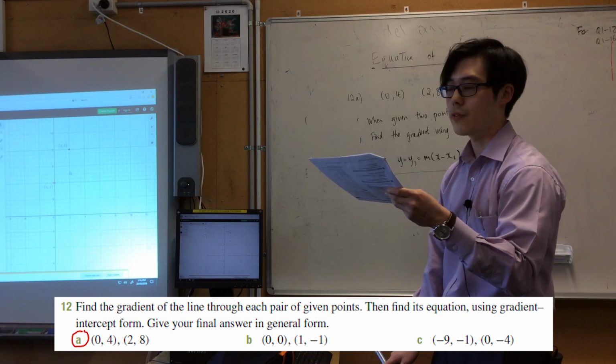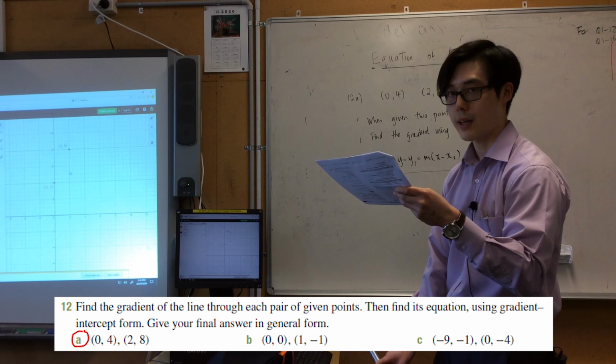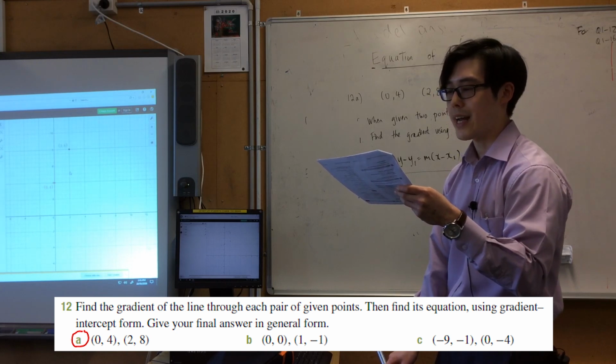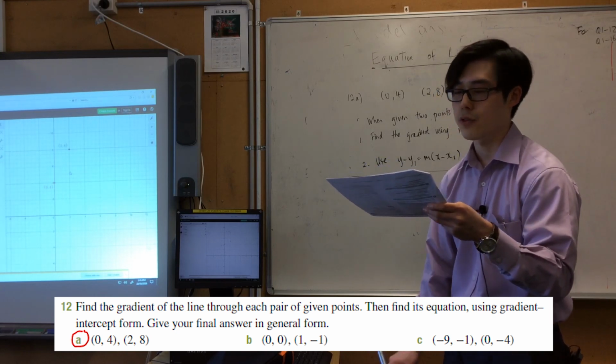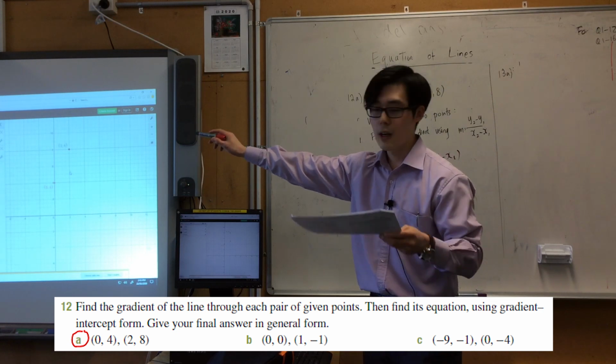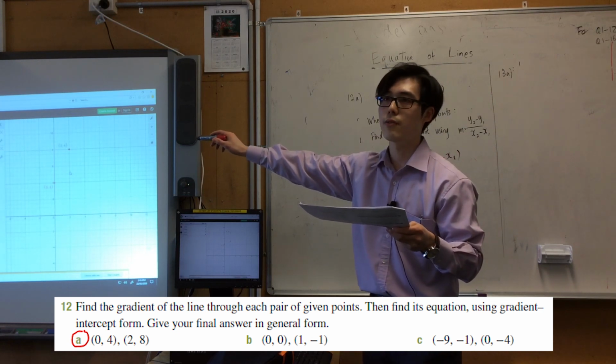Find the gradient of the line through each pair of given points. Okay? Find the gradient first. Then find its equation using gradient intercept form. Give your final answer in general form. Girls, I need to teach you what general form is, but before all of that, girls, here are the 2 points. I've labeled it up there. Okay? The first thing they want you to do is find the gradient.